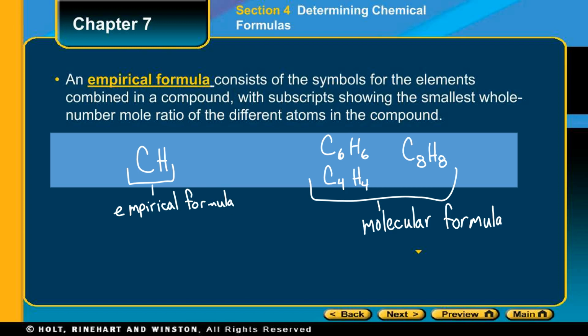Now, we can determine the empirical formula based off of percent composition, and we can find out what the subscripts should be. Ionic compounds are always going to be written as an empirical formula. So I'll make that statement again.